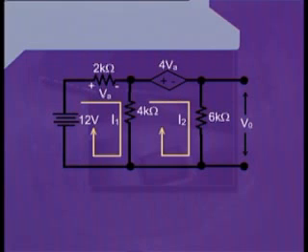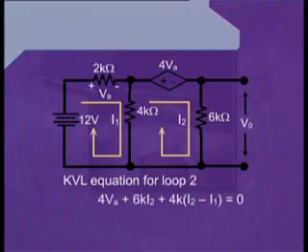For mesh 2, we can write the KVL equation starting from the top point, which is the positive terminal of the voltage dependent voltage source. We can write 4VA, which is once again the given value for the voltage dependent voltage source.